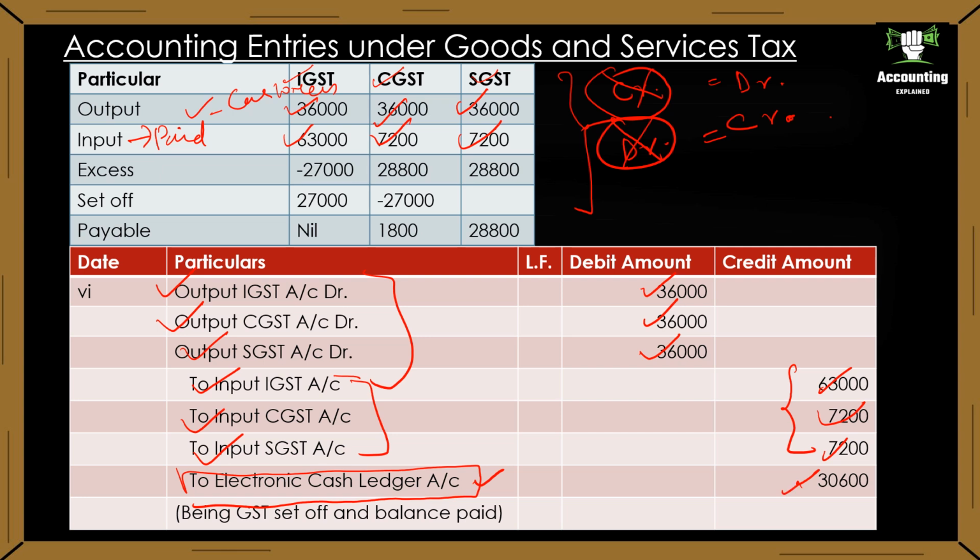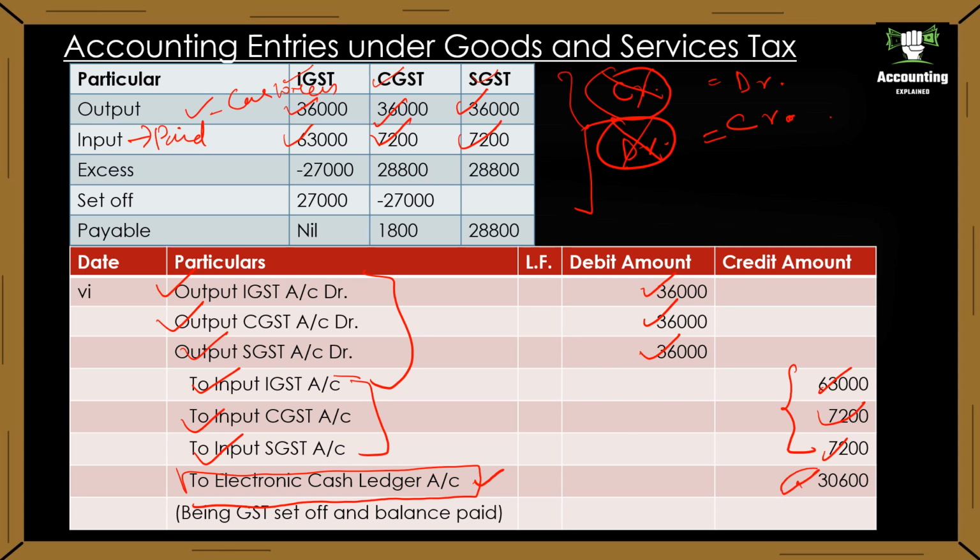Electronic cash ledger is an account of the taxpayer maintained by the GST system. Whatever tax you are going to pay, that amount will be put into the electronic cash ledger account. It is used only for GST payment, and it can be opened in recognized banks, and payment of taxes and other dues can be made by the taxpayer. That is what the electronic cash ledger is.